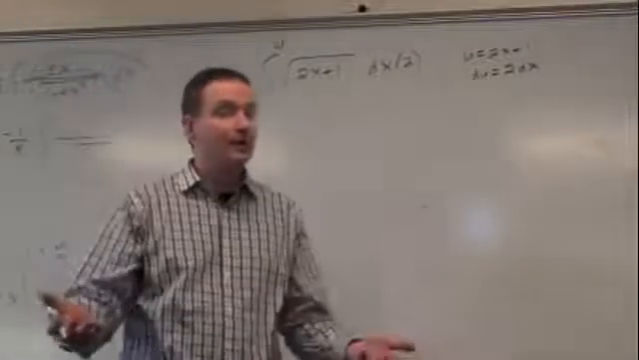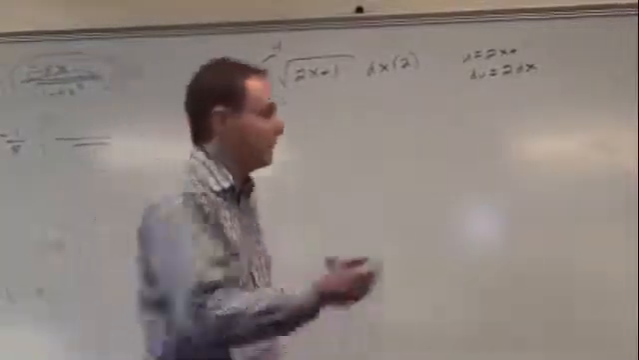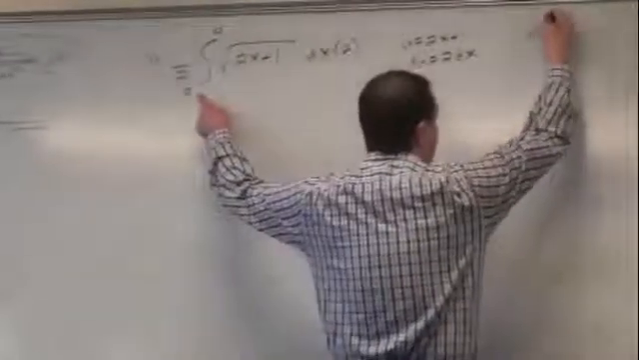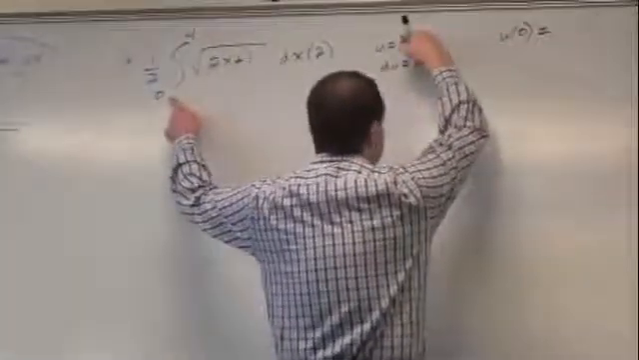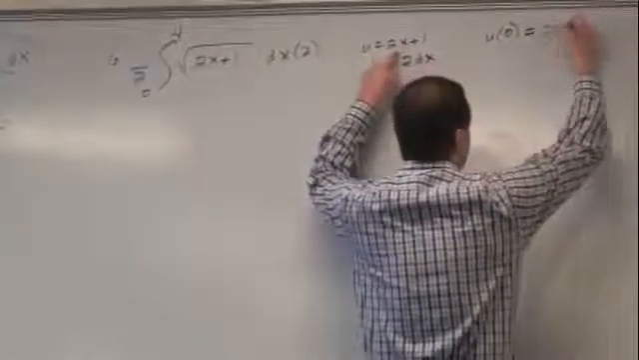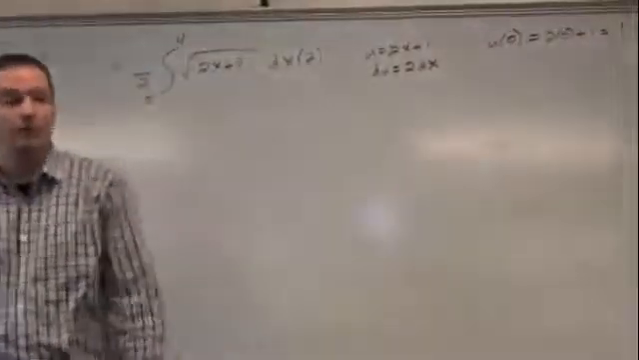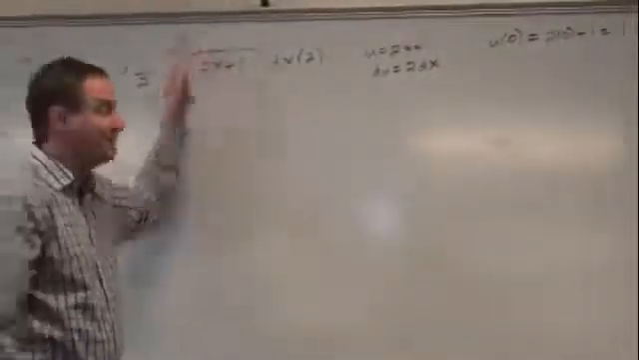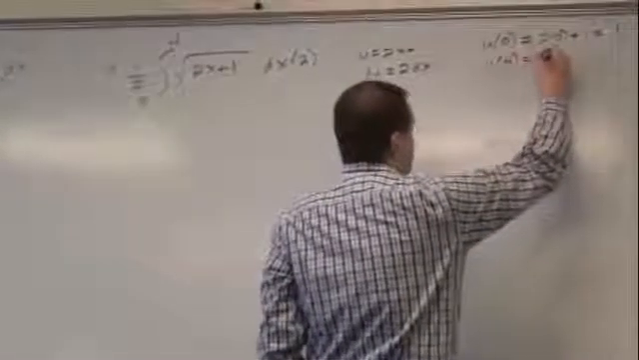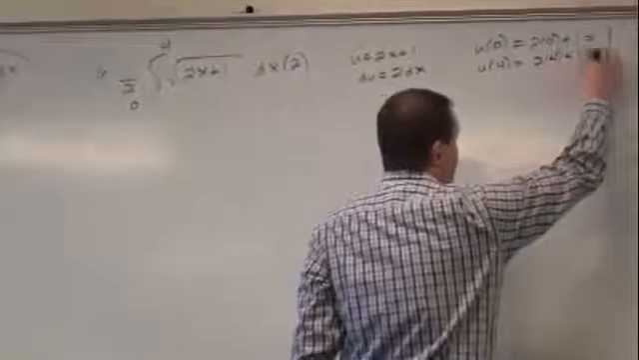Because if I want to evaluate this in terms of u, I can't leave my limits of integration in terms of x. So, no problem. If I evaluate the lower limit in the function u, that's going to become 2 times 0 plus 1. That lower limit of integration becomes 1. What about the limit of integration 4? Well, u of 4 is going to give me 2 times 4 plus 1. 8 plus 1 is 9.